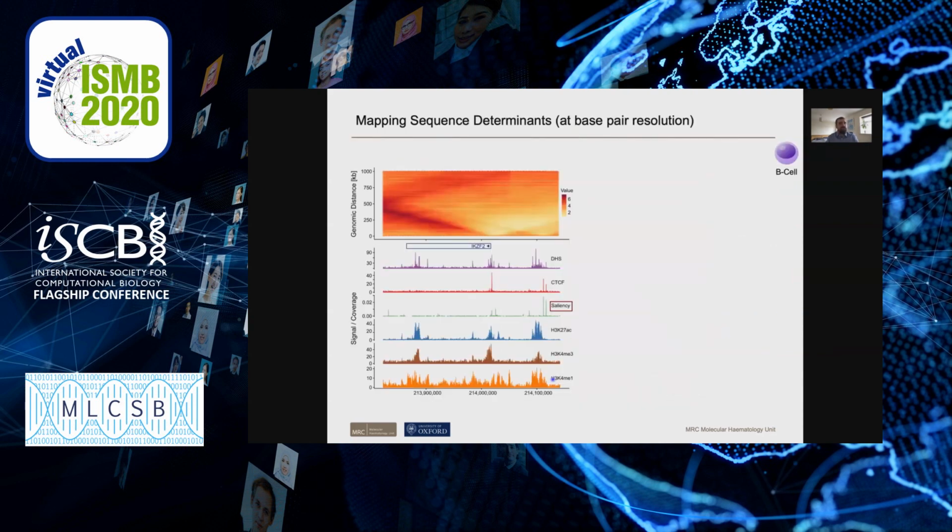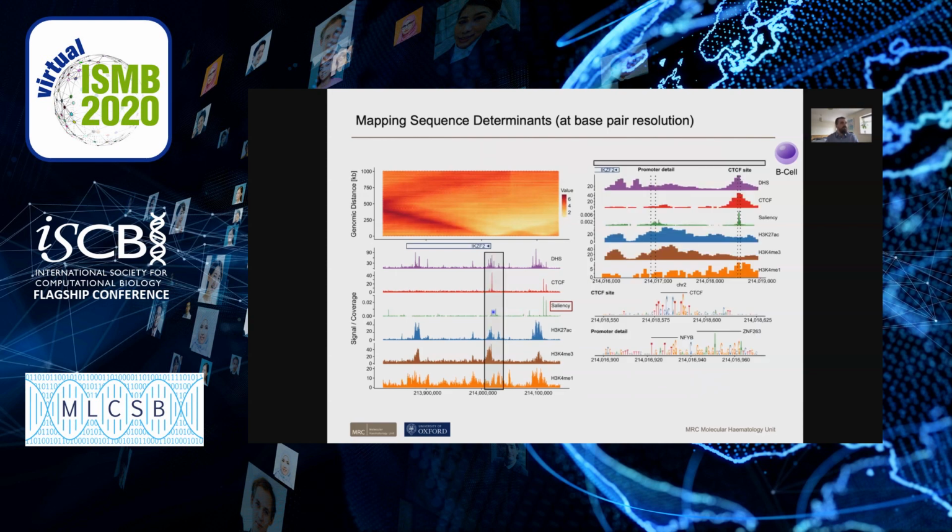The other thing that we can do is we can start to map the sequence determinants at base pair resolution. So you're probably all familiar with saliency scores in various shapes and forms. And when we compute the saliency, this importance score of the linear sequence for the interaction predictions, for example, in this Ikaros 2 locus over here, and overlay that with CTCF ChIP-seq, open chromatin, as well as some histone modifications, we can see that we get sharp peaks of this saliency score around CTCF sites, which is really reassuring because we know that CTCF plays a major role in chromatin architecture.